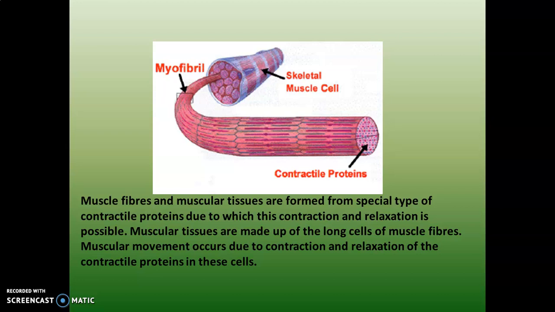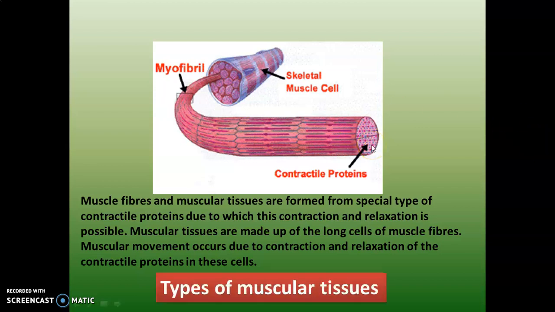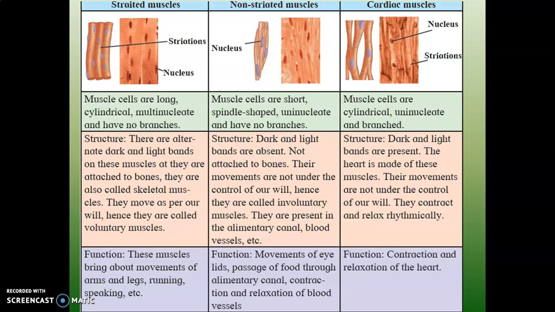Okay, so these muscular tissues, as you can see, are made up of long cells of muscle fiber, and some special type of contractile proteins are present here that brings about the movement. Then coming to types, we have the striated muscles. Now what are striated muscles? These muscles are long, cylindrical, multinucleate and have no branches. As you can see clearly from the diagram, these are long, cylinder-like in shape, multinucleated means many nuclei, and they do not have any branches.